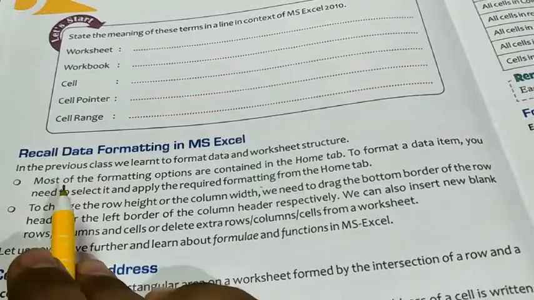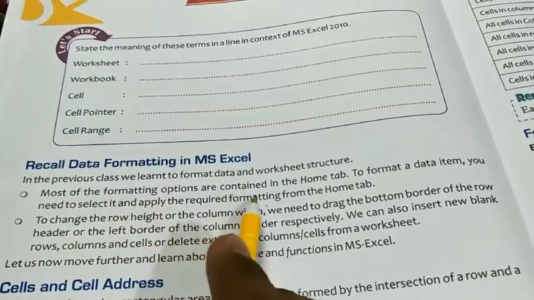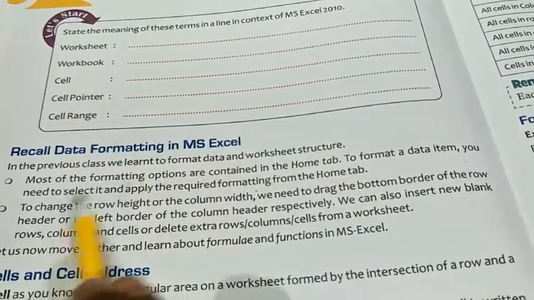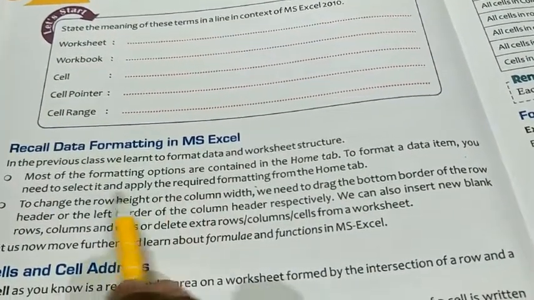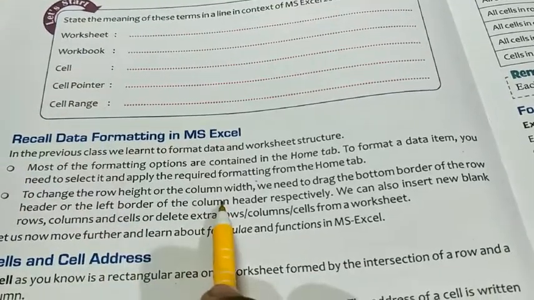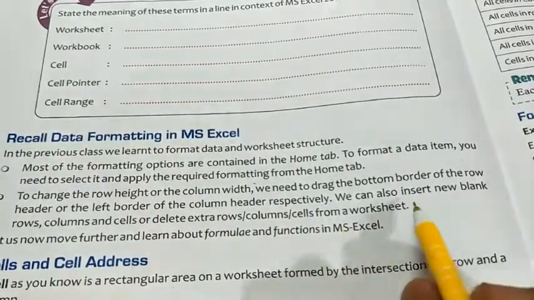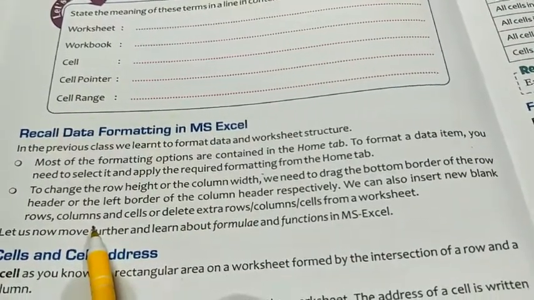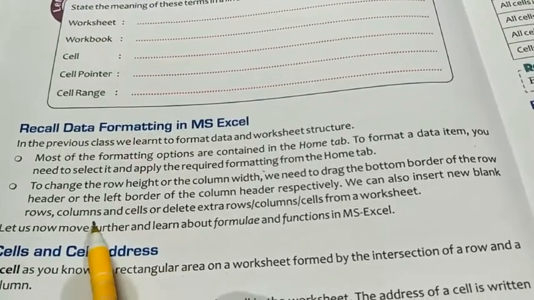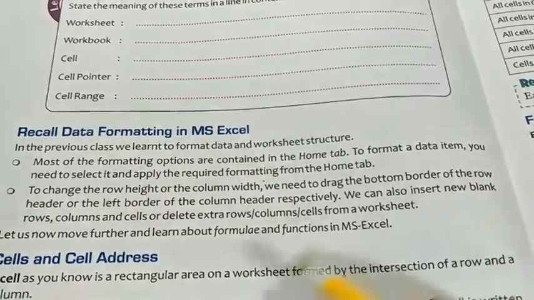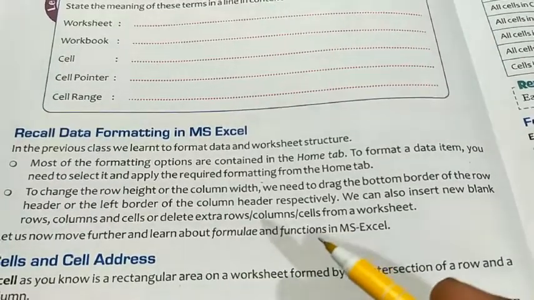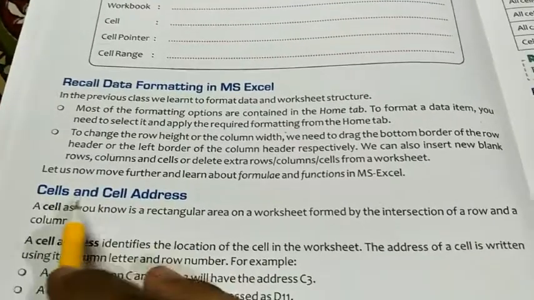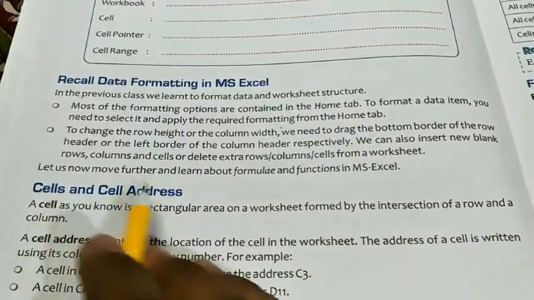You have learned most of the formatting options are contained in the home tab, how to format data, how to select data, how to change row height, column width, etc., how to insert new rows, new columns, etc. Okay, so these points you have learned in a previous class. Okay, so from today I will start from this topic, cells and cell address.